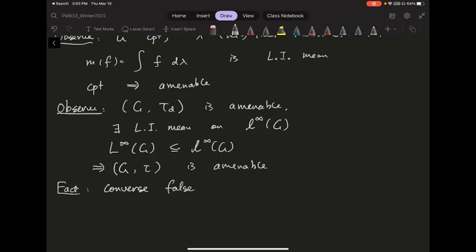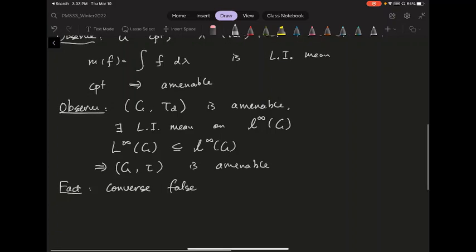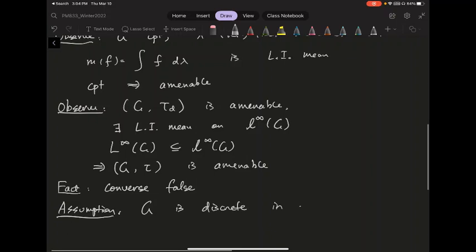But in general, when we talk about amenability, we usually only assume the group is discrete. So here's our assumption throughout this chapter. We assume G is discrete, unless stated otherwise, of course. So let's just always assume discrete from now on. Okay, so we can forget about the topology.